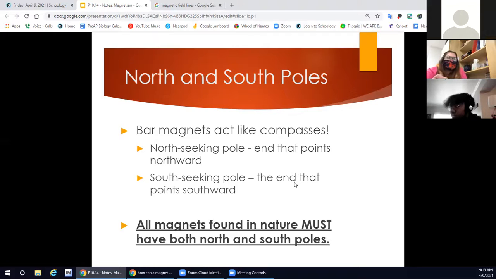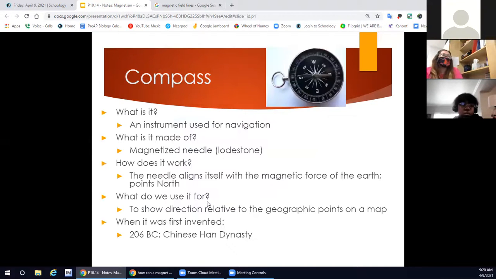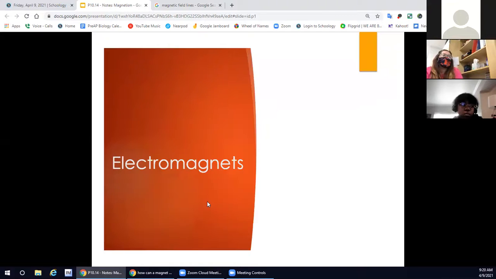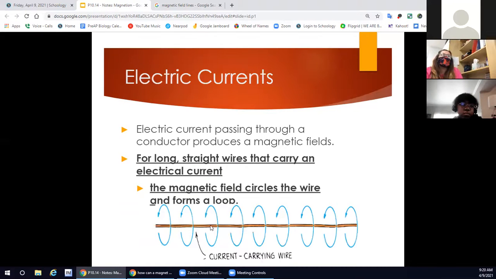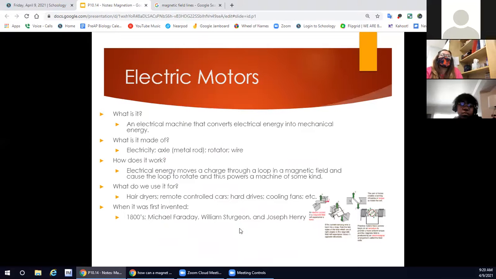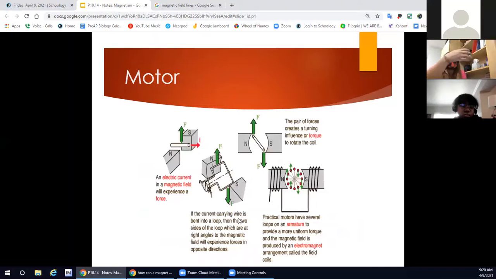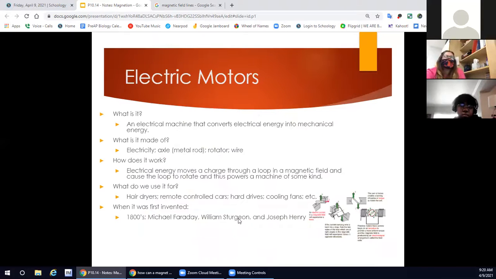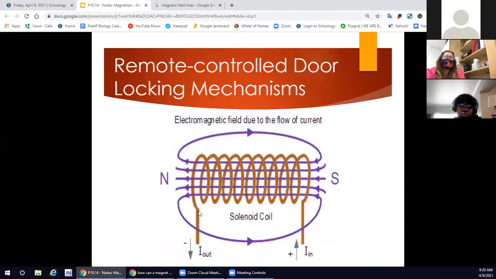Yeah, exactly. So bar magnets do act like a compass. That's why compasses point to the north, because Earth's a big giant magnet. These just talk about other magnets, electromagnets. This is when you plug a metal into a battery, it creates a magnet. I think they talked about all this before, though.